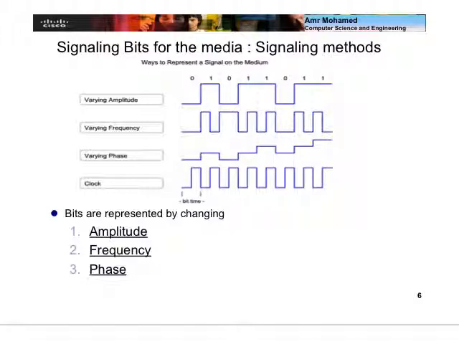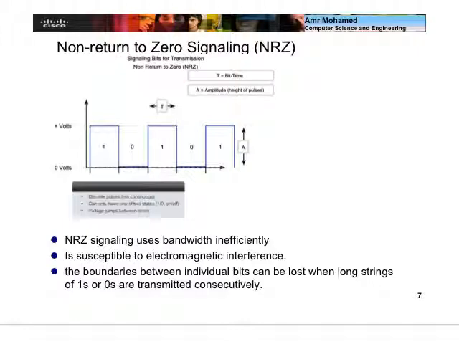And we said that this can take three different forms based on the three fundamental characteristics of any digital signal. These characteristics include the amplitude, the frequency, and phase. So whether we vary the amplitude, so we convert the bits into a varying amplitude signal, or a varying frequency signal, or a varying phase signal. So one example of the varying amplitude schemes or mechanisms is what we call non-return to zero signaling.